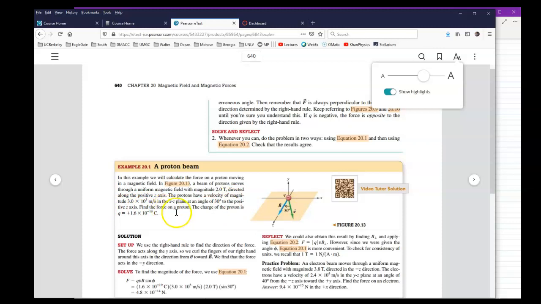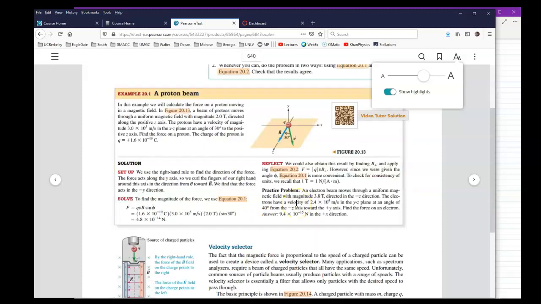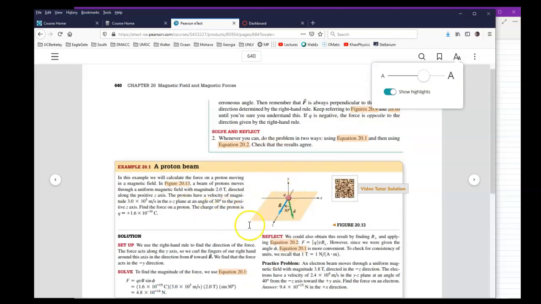Find the force on the proton. Okay, find the force on the proton. And the charge of the proton is given by, of course, as you know, the fundamental charge. So let's do this problem.